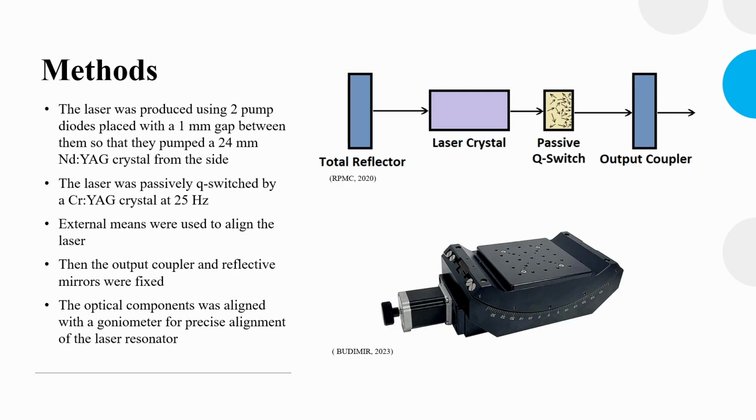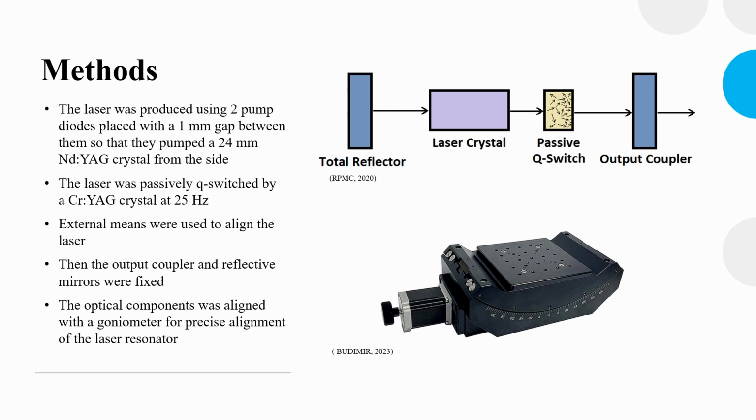The laser was designed with two pump diodes spaced 1 mm between a 24 mm Nd:YAG crystal. The output of the pump diodes is aimed at the side of the crystal, which is cut at Brewster's angle. This creates a high degree of polarization purity within the beam, ensuring there is very low reflective loss when passing through the crystal.